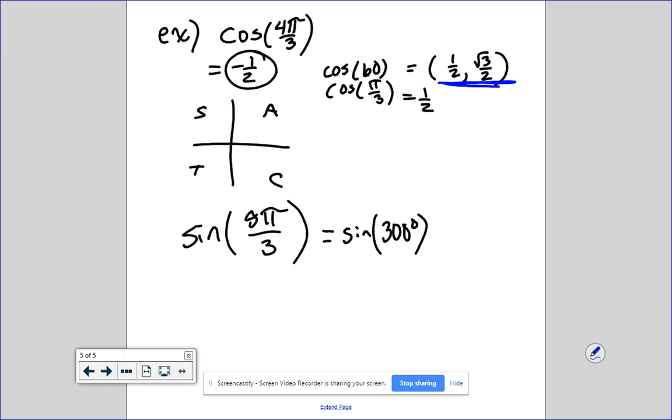So then we look at all students take calculus. What quadrant are we in at 300? 4. And we want sine. Well, is sine positive or negative in quadrant 4? Negative. And what value up here do I want? The half or the square root of 3 over 2? So what do we think sine of 300 is? Excellent. Negative square root of 3 over 2. Why did you want that one though? Because sine is the y value. Cosine is always the x. Sine is the y.